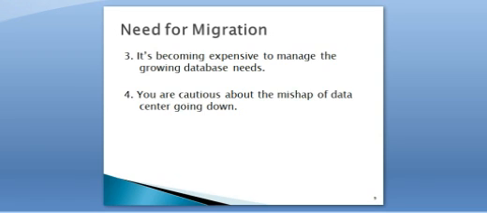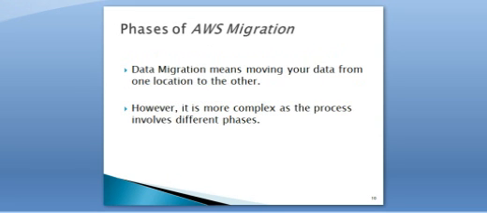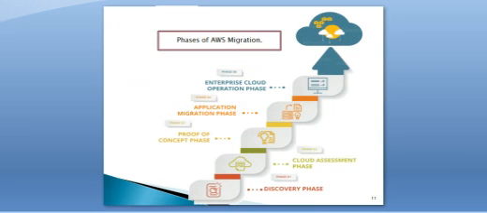Now, how will you move your data to the cloud? There are different phases of AWS migration. Data migration means moving your data from one location to another. It is more complex as the process involves different phases. First phase is discovery phase, and the second phase is cloud assessment phase. Third, proof of concept phase, and fourth is application migration phase, and the fifth phase is enterprise cloud operation phase.